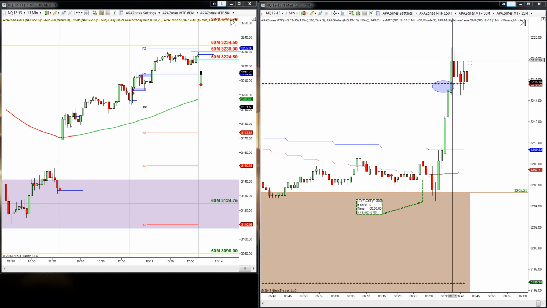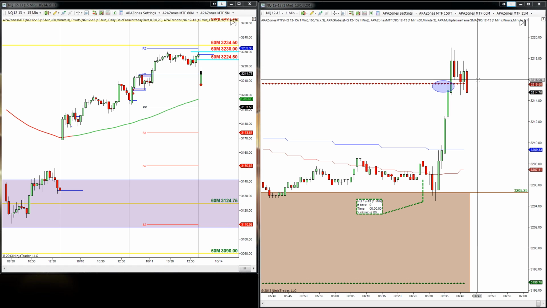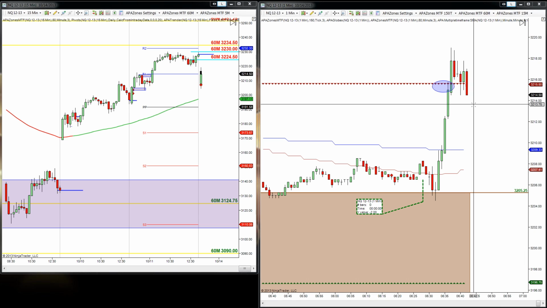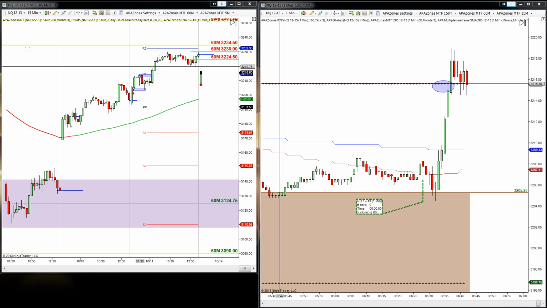Okay, got a little retest of that high right there. See where the closes of those candles are. I wouldn't be surprised to see a double dip retracement here. Again, I'm waiting for the first 15 minutes. I think it could last until then.